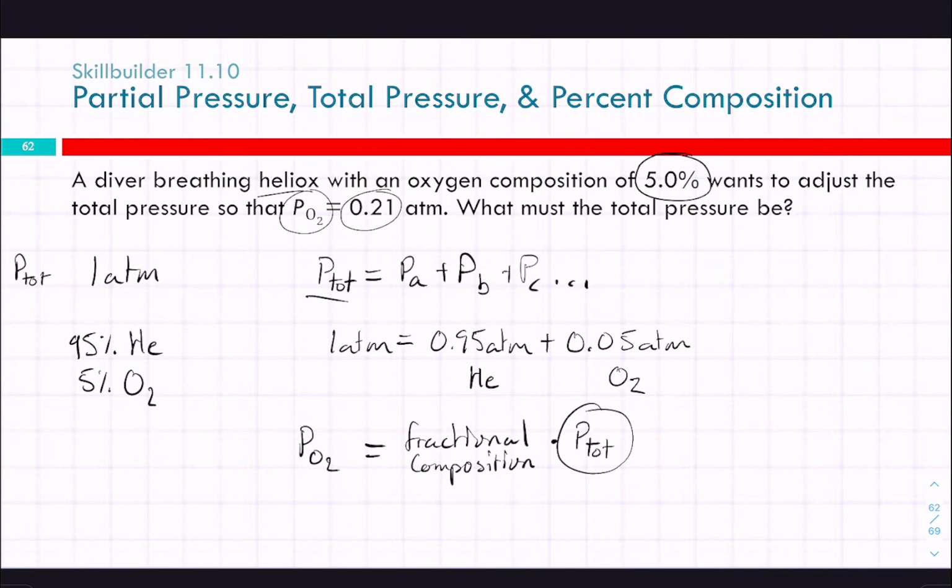So the partial pressure of oxygen, which is what we want, is 0.21 atmospheres. Our fractional composition is 0.05. Right, so 5% divided by 100. It's actually 0.50. That multiplied by pressure total has to equal 0.21. So then we can take 0.21 divided by 0.50. So we got 4.2 atmospheres equals the total pressure.